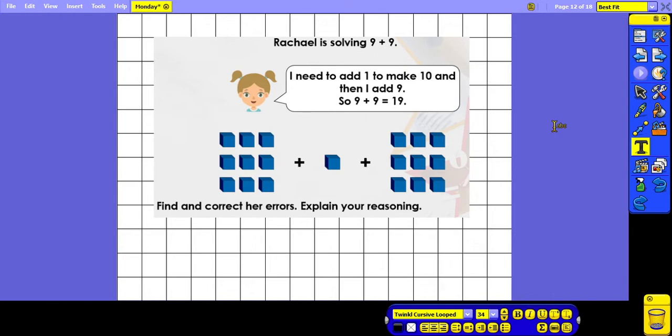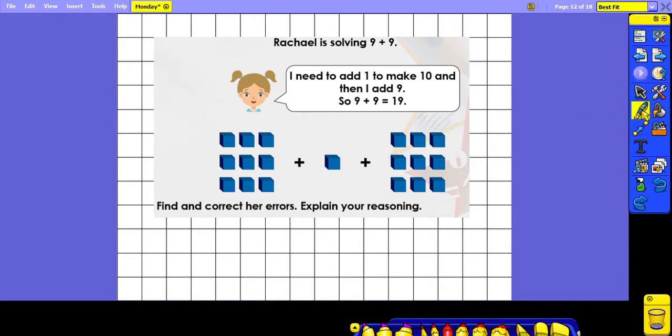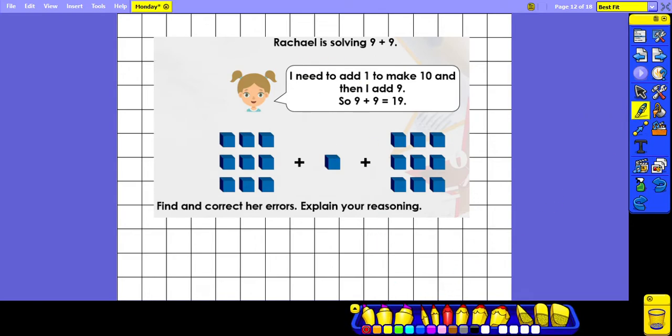Okay, this time the question says Rachel is solving 9 add 9. She says, I need to add 1 to make 10 and then I add 9. So 9 add 9 equals 19. Find and correct her errors. Explain your reasoning.